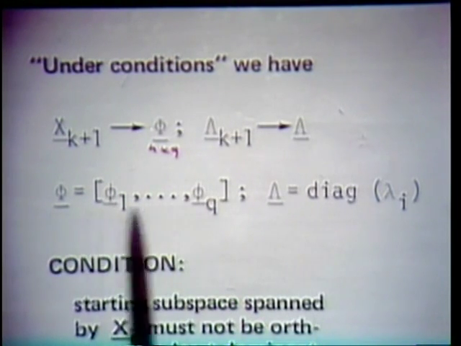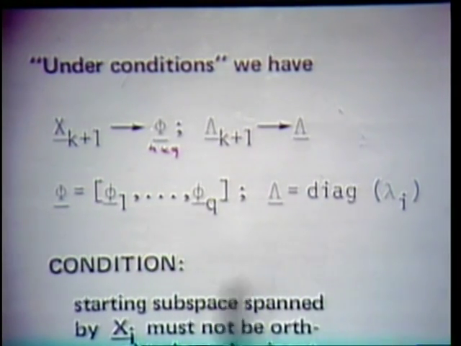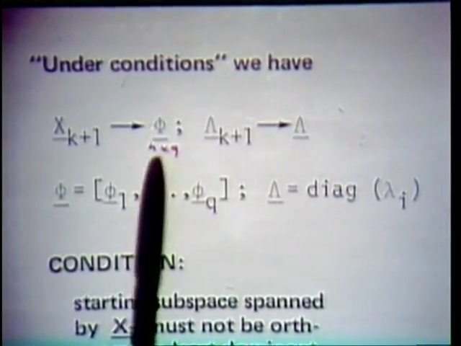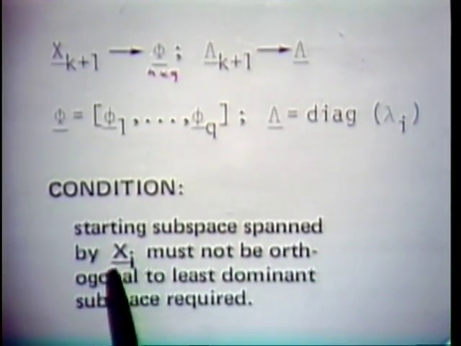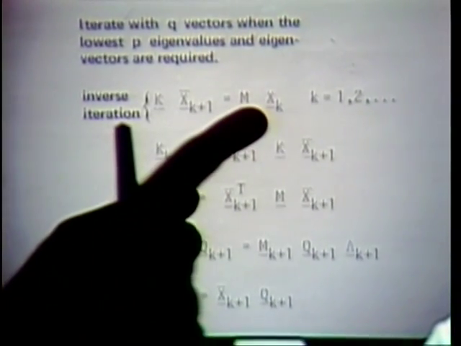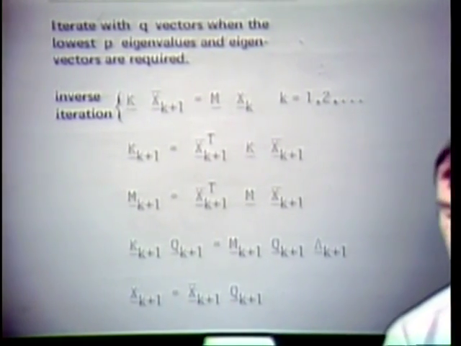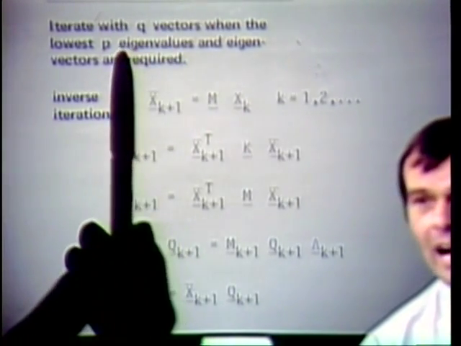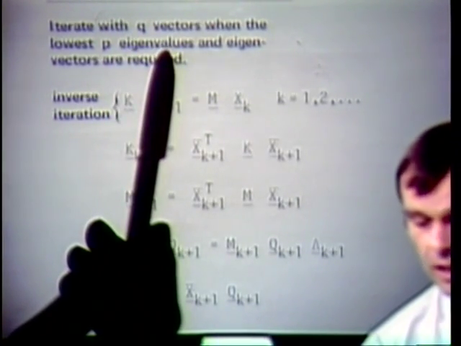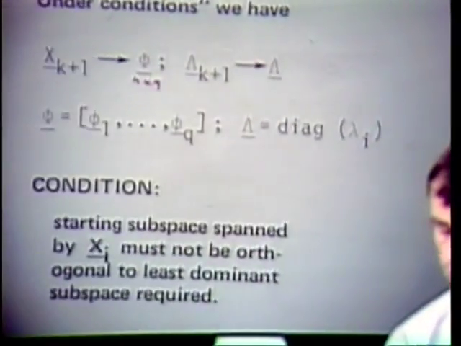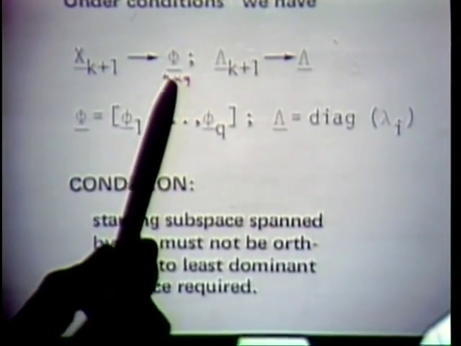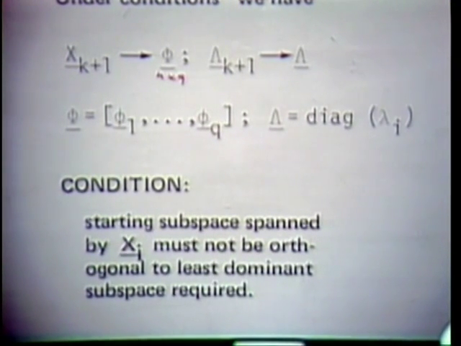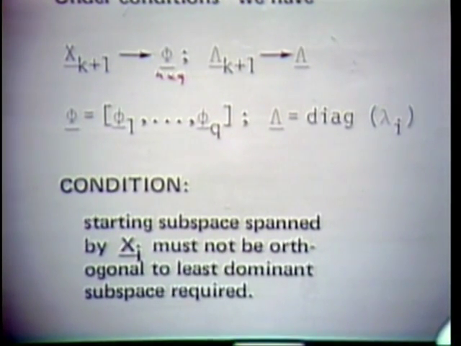And here we have it written out, and of course this is a diagonal matrix. The condition that we have to satisfy here is that the starting subspace spanned by these vectors must not be orthogonal to the subspace spanned by the p eigenvectors that we are interested in. Of course, here I'm talking about q eigenvectors. I really am only interested in p eigenvectors, in the lowest p eigenvectors.